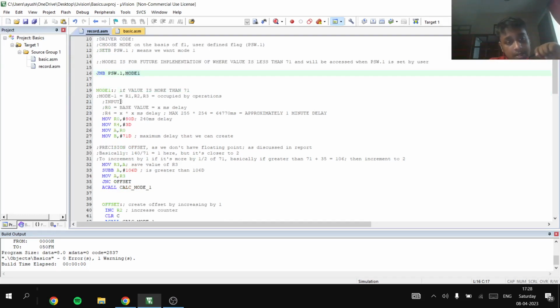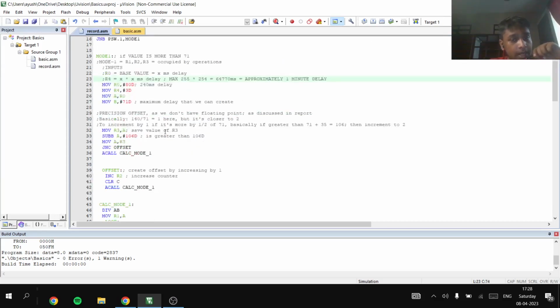The way we create delays, the user just has to put values in R0 and R4. He has to put these values in such a way that when you multiply the values in R0 and R4, that's the total value of delay that you want. So here we have 80 into 3, a 240 milliseconds delay. The idea behind using two registers is so I can extend the total delay we can create. Using two registers, I can create a delay of approximately 1 minute.